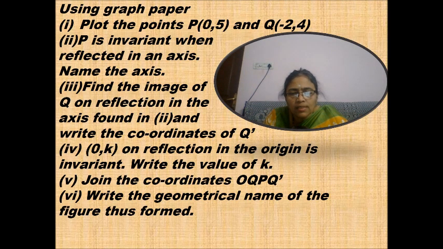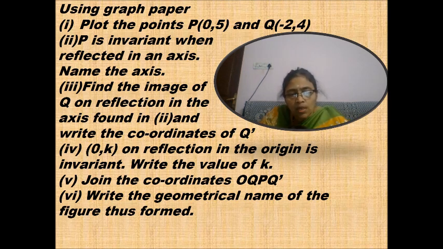Let us answer this question. Using graph paper, plot the points P (0, 5) and Q (-2, 4). P is invariant when reflected in an axis. Name the axis. So first find the axis, and then find the image of Q on reflection in the axis found in 2, and write the coordinates of Q'.